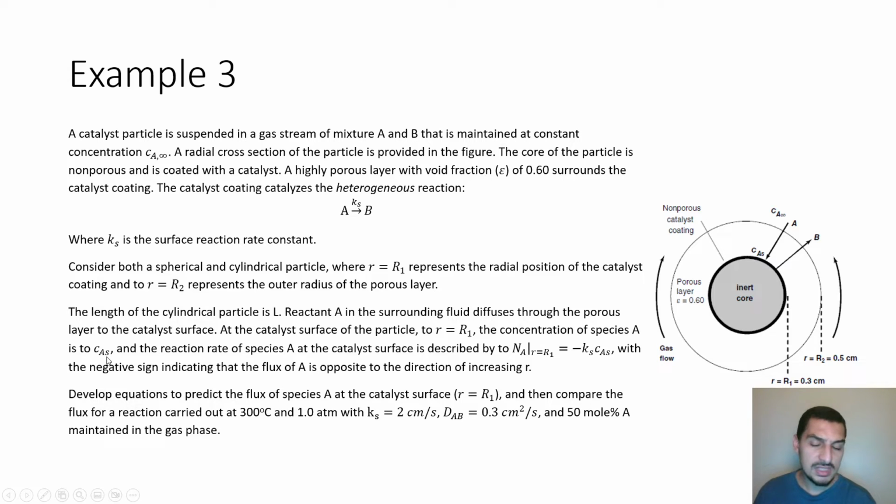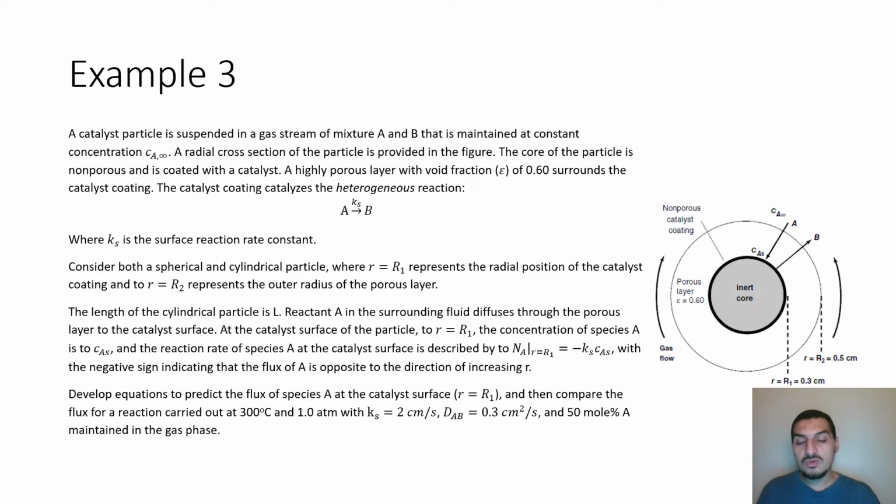Of course, in this case of steady state, the concentration is always constant, and the reaction rate at the surface equals NA at R equals R1 equals negative Ks CAS, which is a first order reaction. And this negative sign indicates that the flux is in the negative direction of R. R increases outside, so this is going inside, so the flux is negative, in the opposite direction of increasing R.